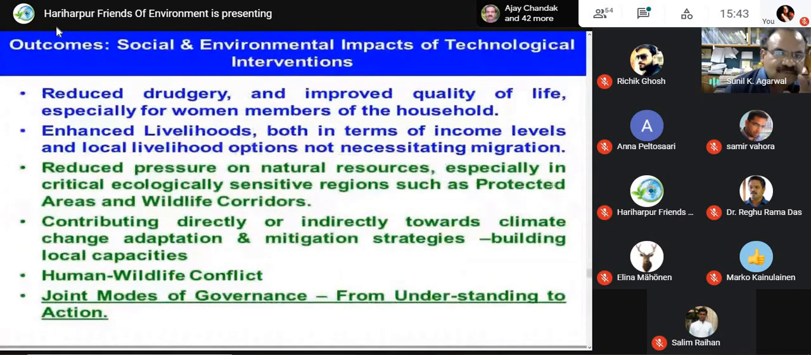So these are the social and environmental impacts of such initiatives. You can see reduced drudgery and reduced pressure on natural resources, contributing directly or indirectly towards climate change adaptation, and also addressing human-wildlife conflict. And these are the joint modes of governance, from understanding to action research. Next slide, please.